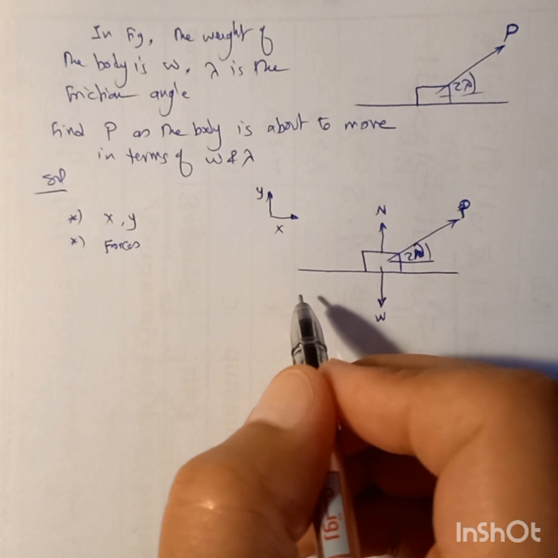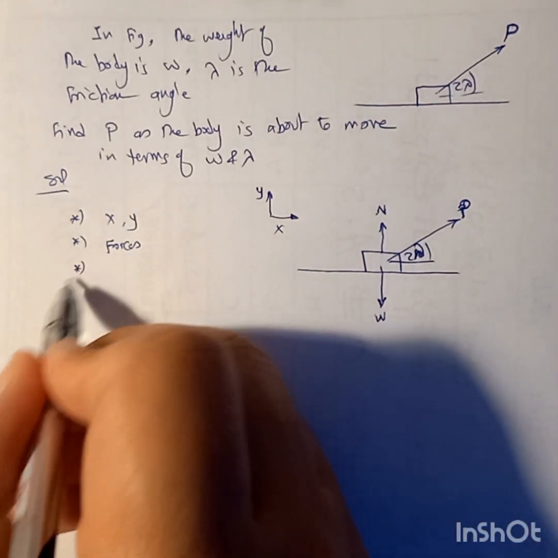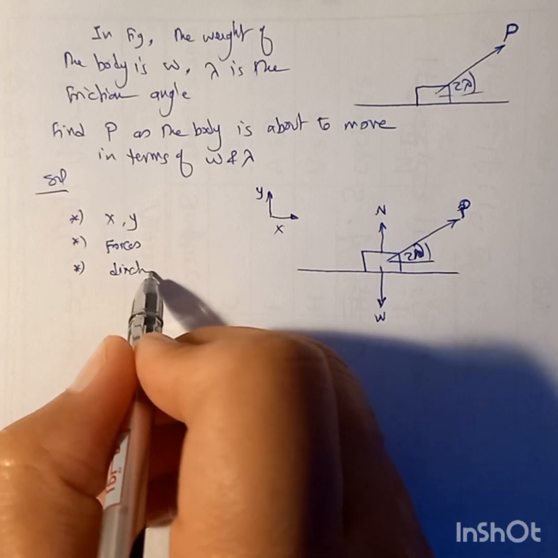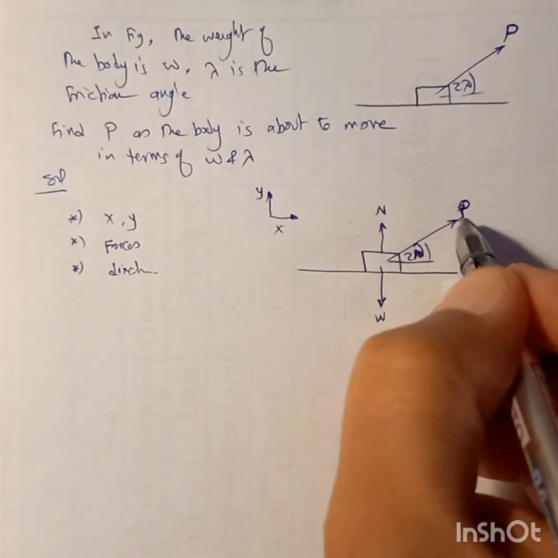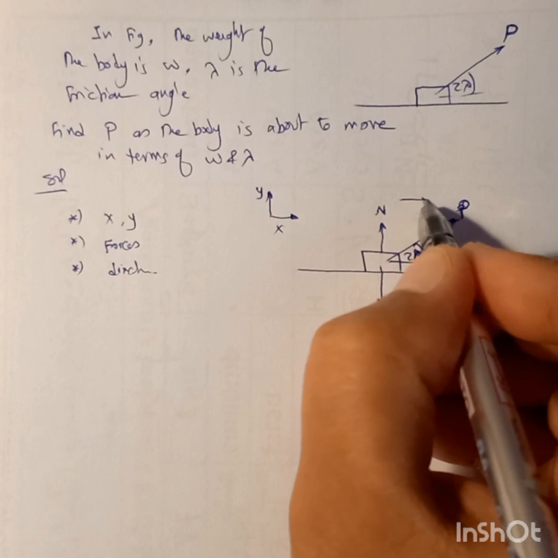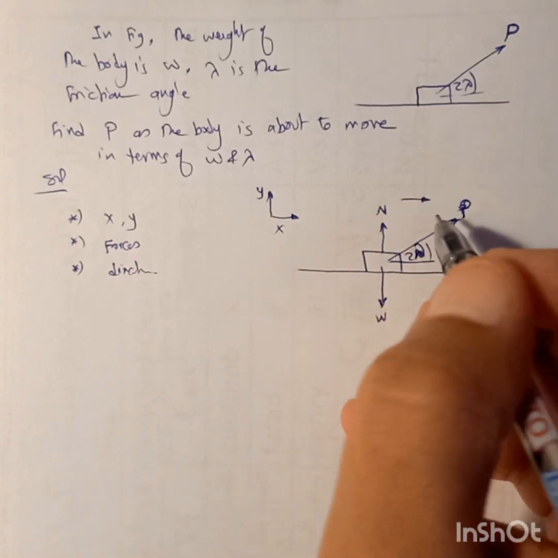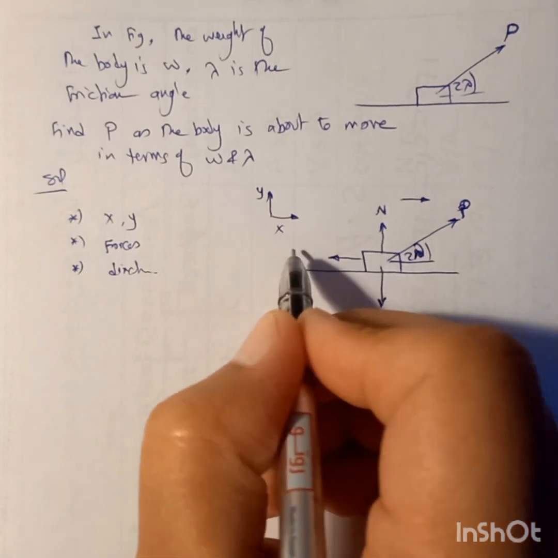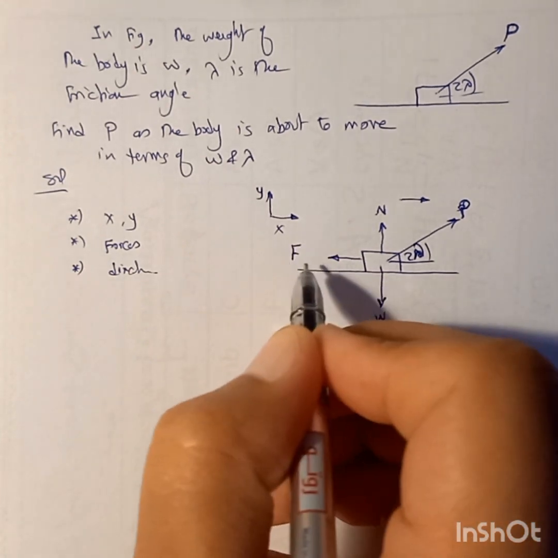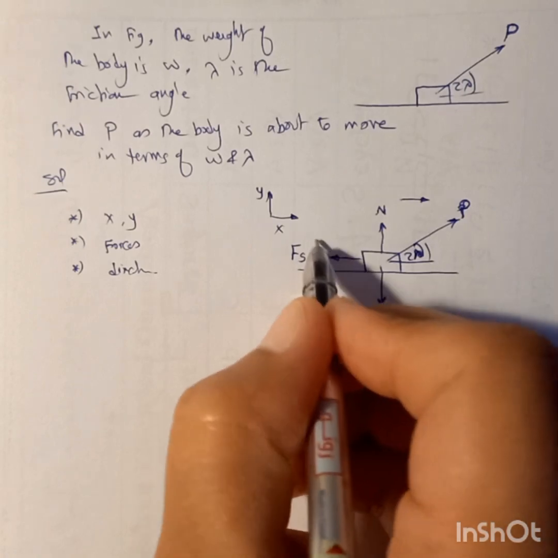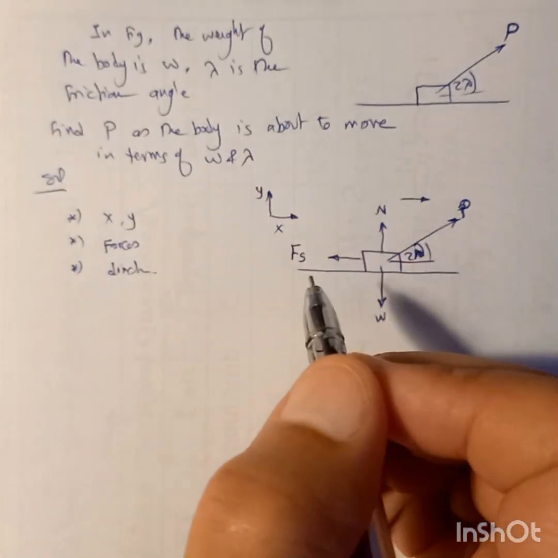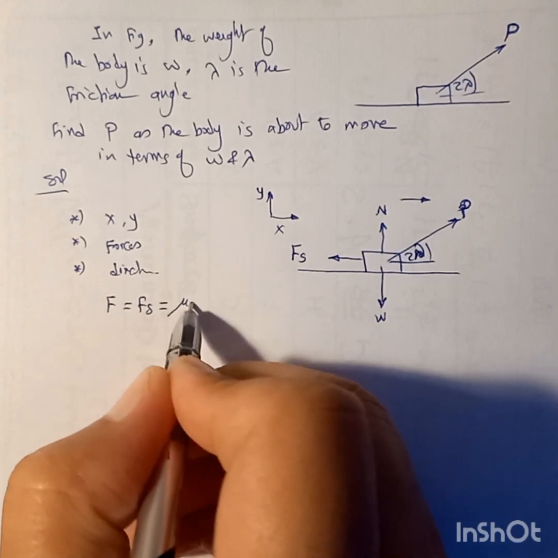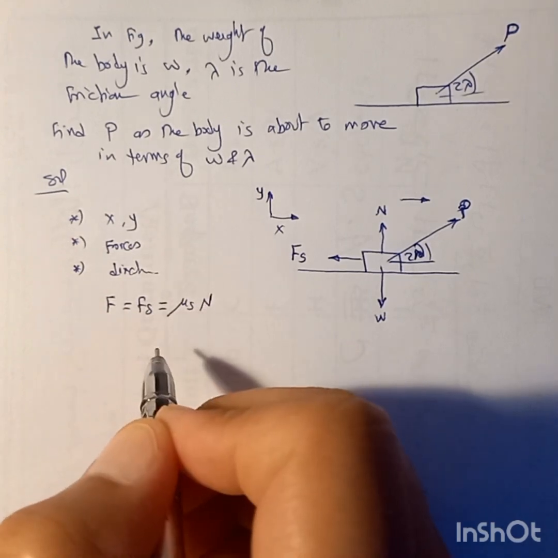And as the body is about to move, we need to identify the expected motion direction. As P acts in this direction, the expected motion is in the direction of the acting force P. In the opposite direction, we have the friction force F, and in this case it's the limiting friction force as the body is about to move. Then friction force F equals Fs equals mu s times N.